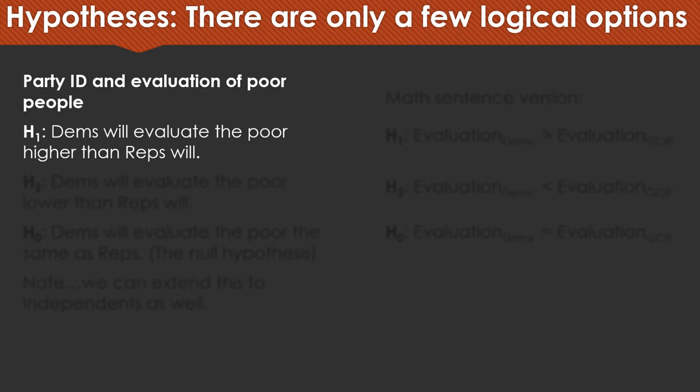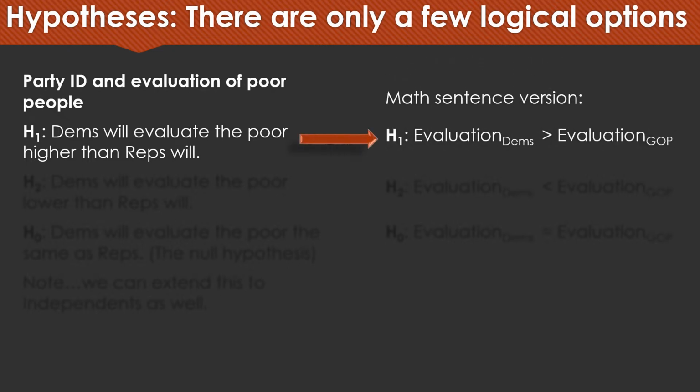So we can make this hypothesis from the previous page. It says Democrats will evaluate the poor higher than Republicans will. Again, this is a hypothesis, right? We're evaluating the truth claim about what we're saying here. We can then reduce that to the math sentence version of our hypothesis.